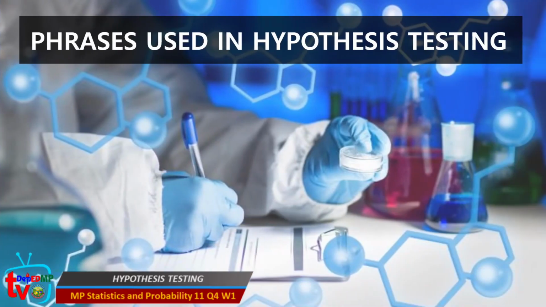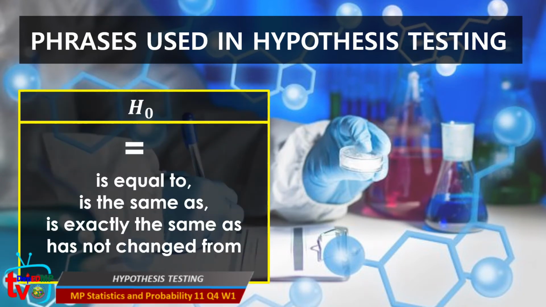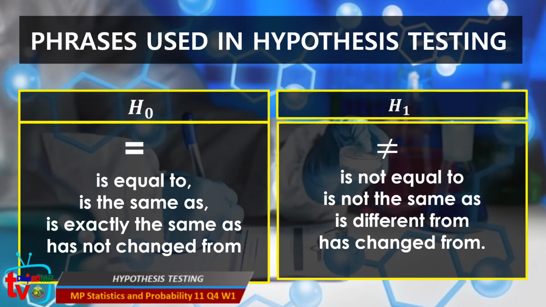Here are common phrases used in hypothesis testing. For null hypothesis, we have the equal sign, which is read as, is equal to, is the same as, is exactly the same as, and has not changed from. Under alternative hypothesis, we have the not equal sign, which is read as, is not equal to, is not the same as, is different from, and has changed from.